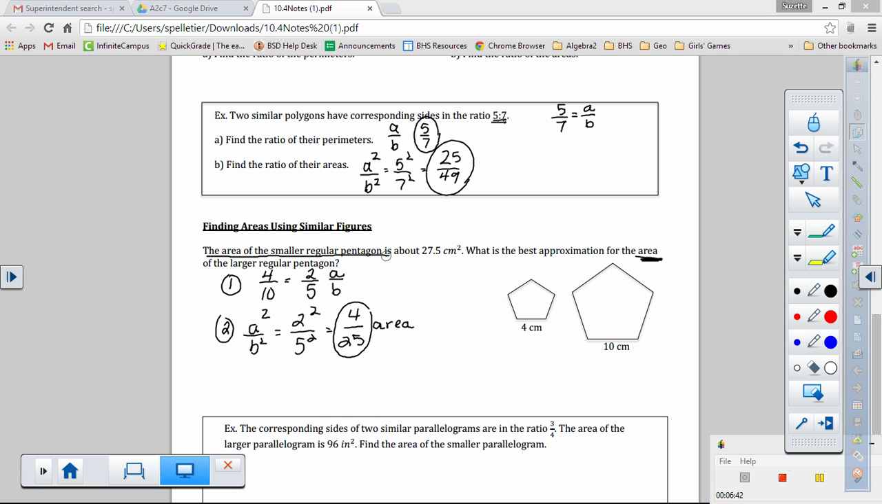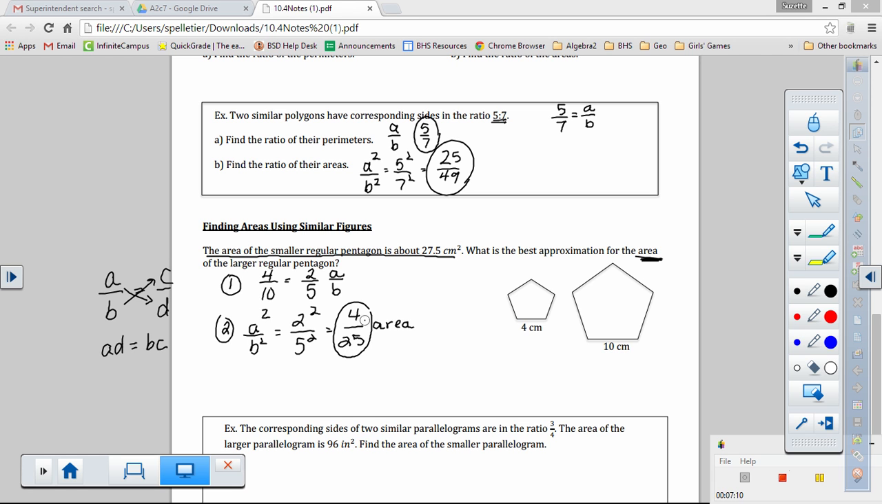Area of the smaller regular pentagon. So here's what we need to do. We need to set up a proportion. And I just want to review for you again what a proportion is. Remember, that is 2 ratios set equal to each other. And how do you solve those? You cross multiply. A times d equals b times c. So we've talked about those a little bit this year on several different occasions.